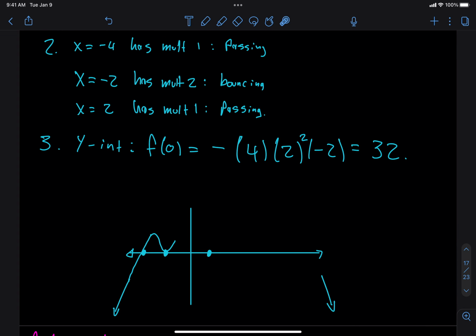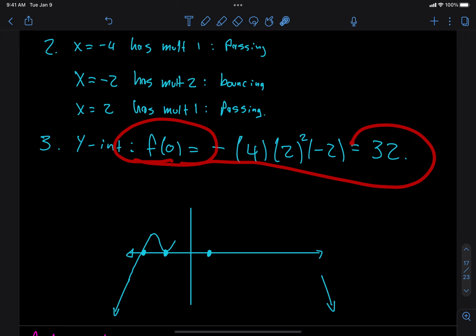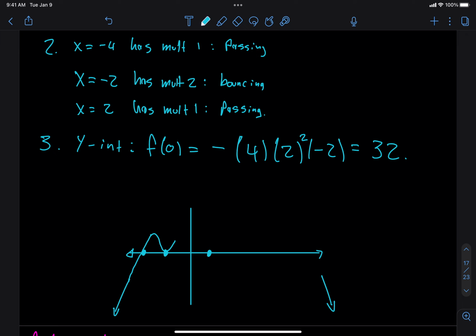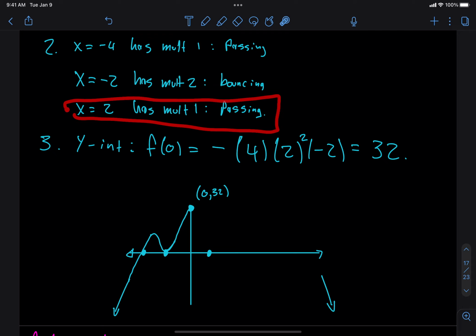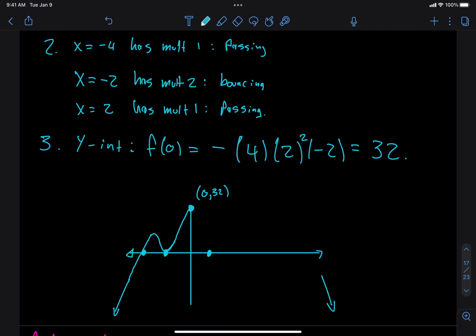Okay? And that makes a whole heck of a lot of sense. Why does that make sense? Because the y-intercept, that's the next point. The y-intercept is at 0, 32. If I had gone through, there's no way I could make it back up to 0, 32, could I? So I come back and I go to 0, 32. And then what happens? I need to go through this 0, which means I need to turn around again, yeah? Should I go through this one or should I bounce off? We should go through because x equals 2 has multiplicity 1, which means we should have passing behavior.